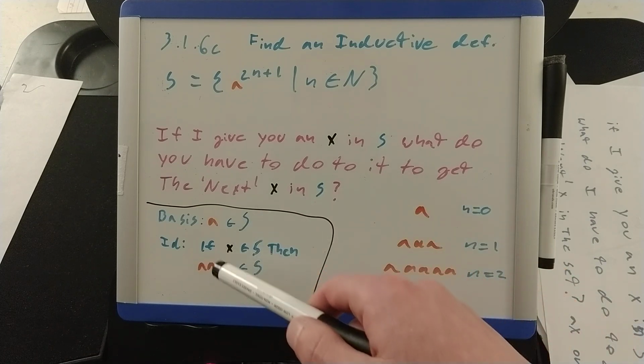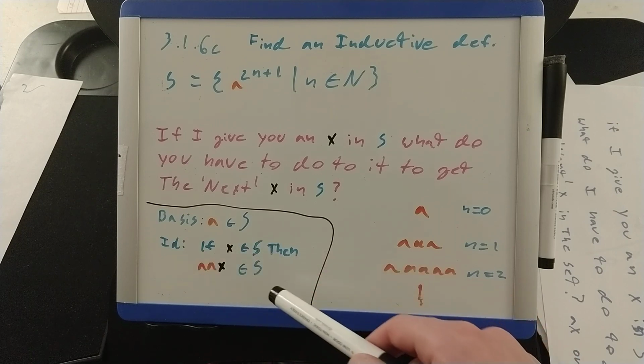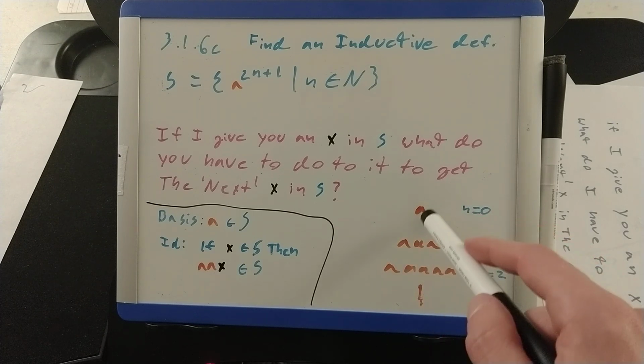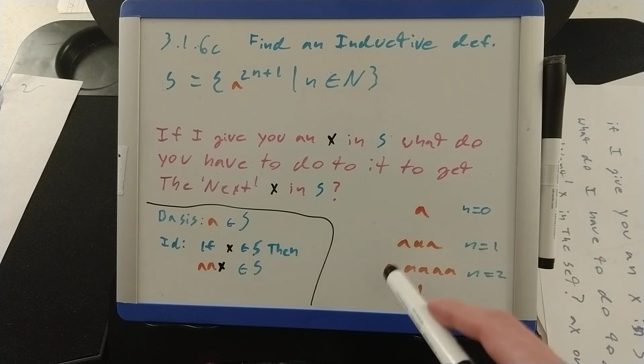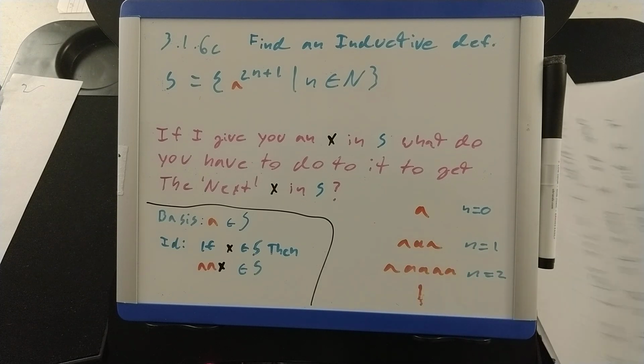And then the induction is, if x is in S, then aax is in S, right? So this one here is an x in S. The next one is aax. The one after that is aaax. Make sense? Hopefully it does.